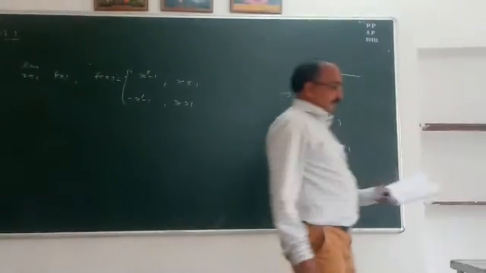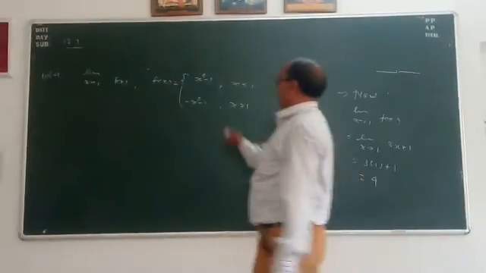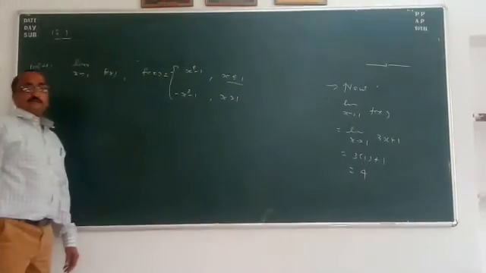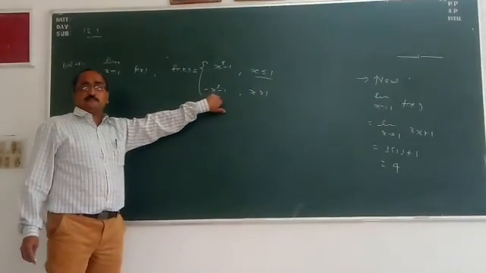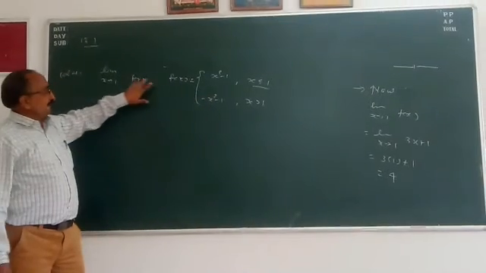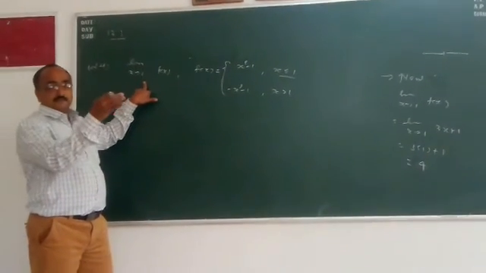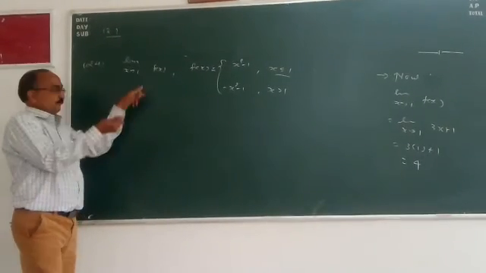Here we want to find the limit as x tends to 1 of f(x) and the function is divided into two parts. For x less than or equal to 1 we have the function x square minus 1, and for x greater than 1 it is minus x square minus 1. So we get the limit as x tends to 1 positive, that is the right hand side limit, and the limit as x tends to 1 negative, that is the left hand limit, and compare both.